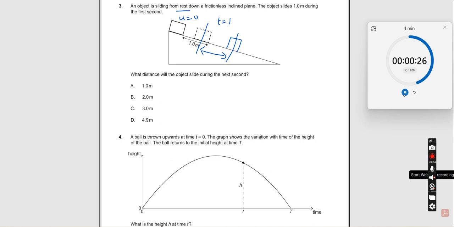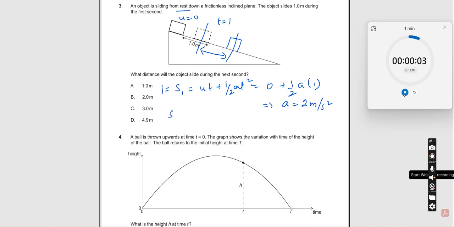Now since u equal to 0, distance moved s1 should be equal to ut plus half at square, which should be 0 plus half a into 1. So which means from here what do I get? I get a is equal to 2 meter per second square. Already S1 is equal to 1 here, so I get a value equal to 2.